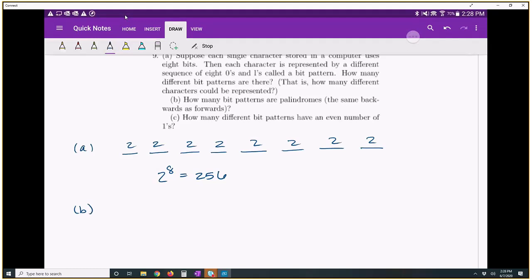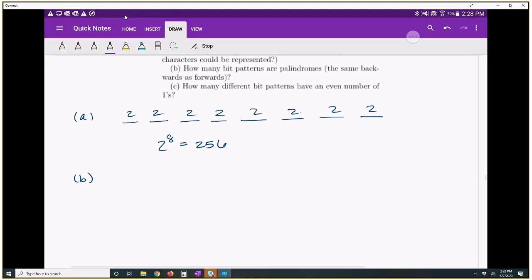Part B says how many bit patterns are palindromes, meaning the same backward as they are forward. So I'm going to have my first half of them because there's a total of 8. And then my second ones are going to match. So if I had, for example, 1, 1, 0, 0, then in order to be a palindrome, this would have to be 0, 0, 1, 1. That's just one example, right? Where if I read it forward or I read it backward, they're exactly the same.